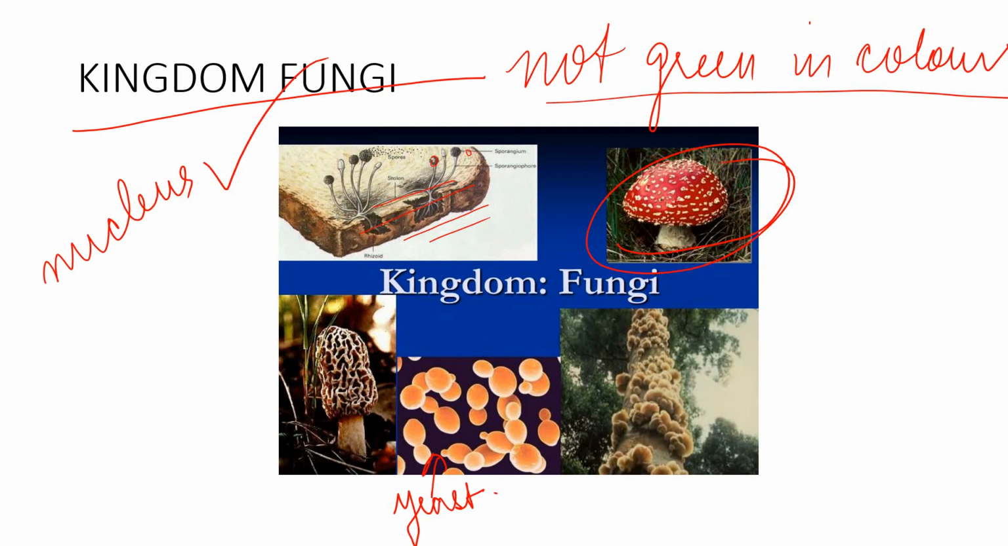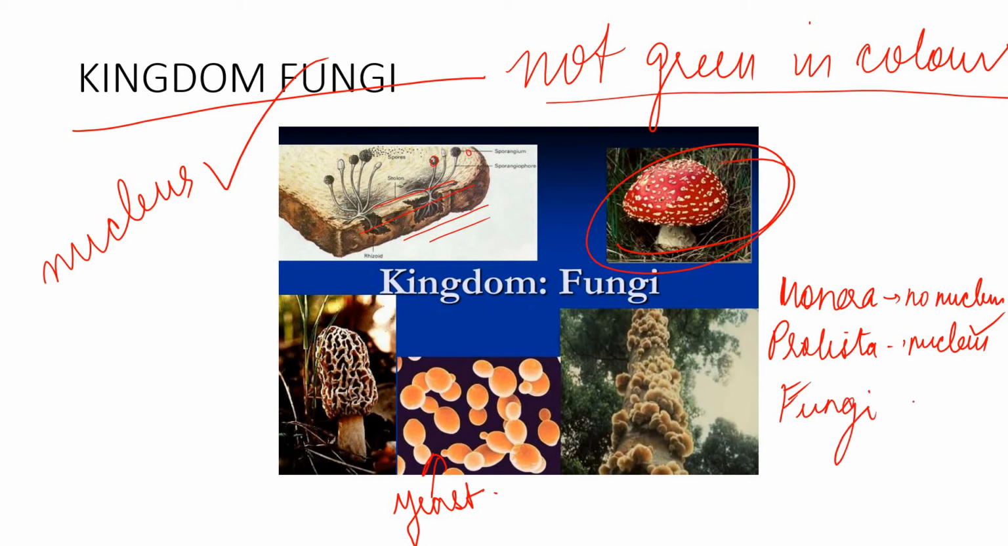So what we understand up till now, that Monera has no nucleus. Protista, nucleus is present. And what else? Fungi, nucleus is also present. So only Monera, they don't have a nucleus. Understood till this much? Okay, let's move ahead.